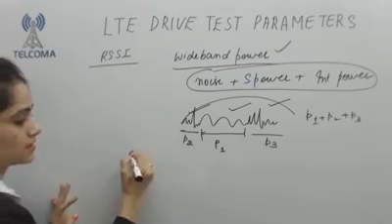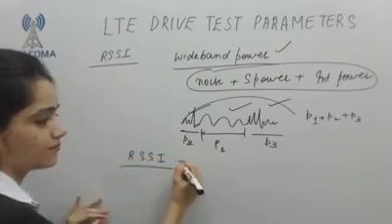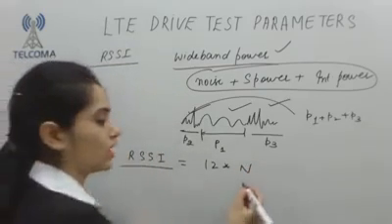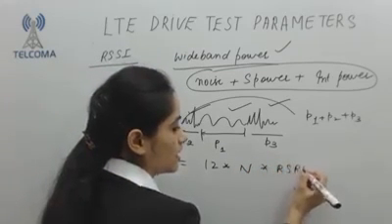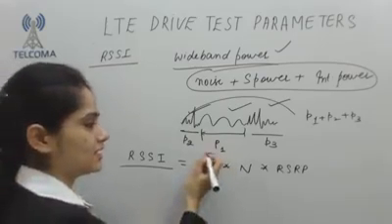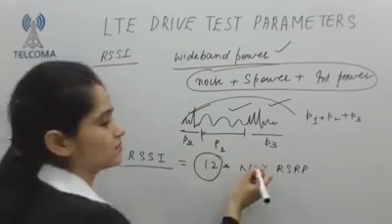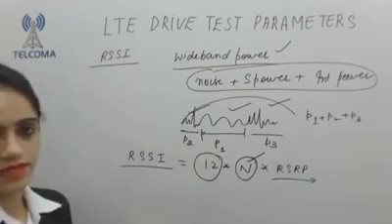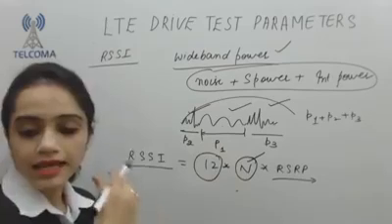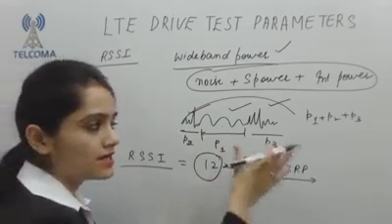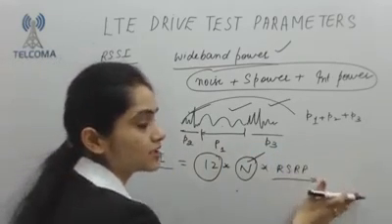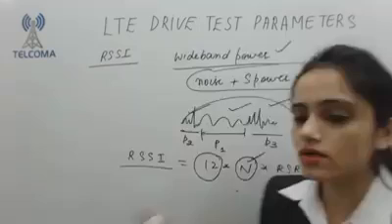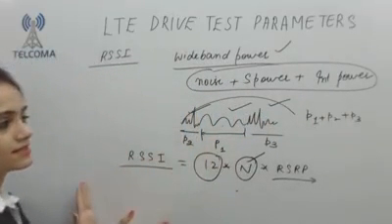Now if I calculate RSSI, the formula is 12 multiplied by N, and then we multiply with RSRP. 12 is again the number of subcarriers, N is the number of resource blocks, and RSRP is the power of the signal. Like this, I have interference also and noise also. So we are calculating the power which I am receiving from each and every noise and interference, including self, that will give me the signal intensity.